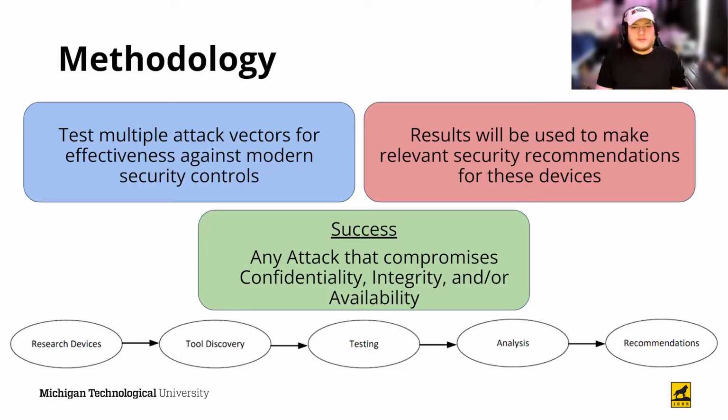In our project, we performed our tests across a broad spectrum of attack vectors and categories, and we used the results from both successful and unsuccessful attacks to make our remediations. Successful attacks within the context of our research are defined as any attack that was able to successfully compromise any element of the CIA triad. And for our research methodology, we used a phased approach, which can be seen in the flow diagram at the bottom of the slide.